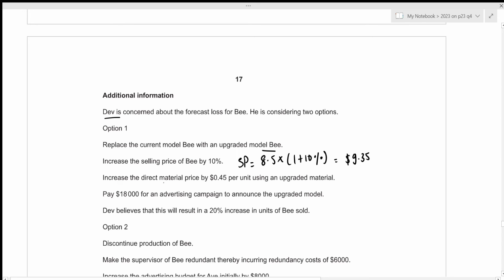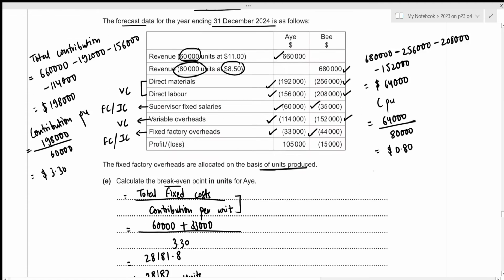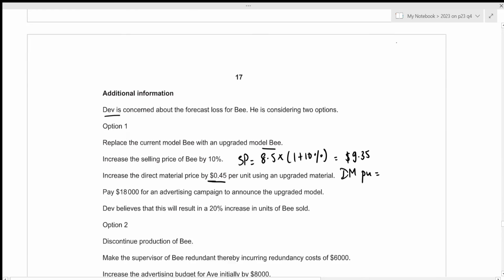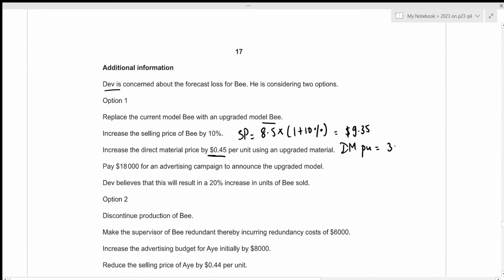We then need to increase the direct material price by 0.45 per unit using an upgraded material. So direct material per unit is also increasing. We first need the previous direct material. That is just going to be 256,000 divided by the number of units of 80,000, which results in 3.2. We now need to increase it by 0.45, which results in 3.65. That's the direct material per unit.